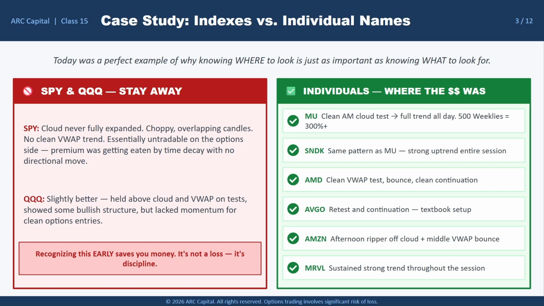We didn't really see any of those option contracts on Qs go super crazy. We did see it on other names. They moved, but not nearly as well as other options moved in this market. So recognizing this early saves you money. It's not a loss, it's discipline. Knowing where and when to trade it.